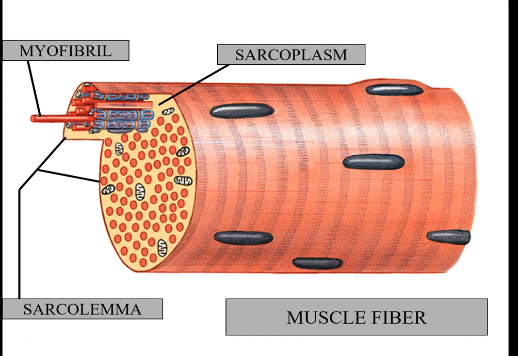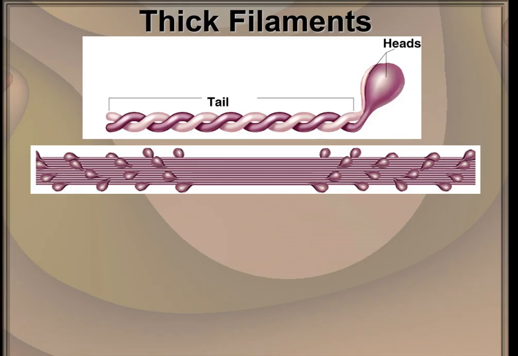And so these myofibrils will be made up of smaller units called myofilaments. We're going to have a thick filament and a thin filament, okay? And they're going to be made up of different things. The thick filaments look a little bit like that. They're made up of a protein called myosin, okay?